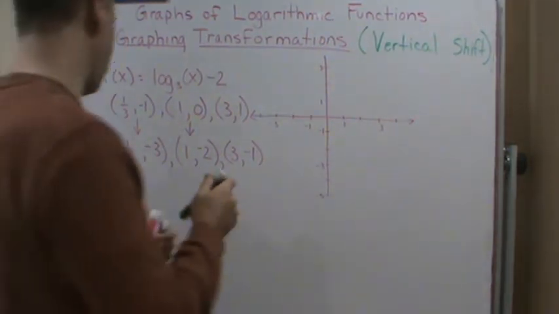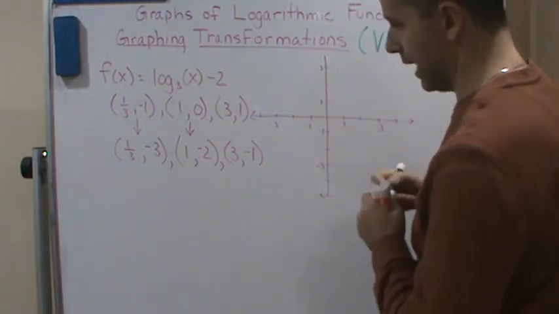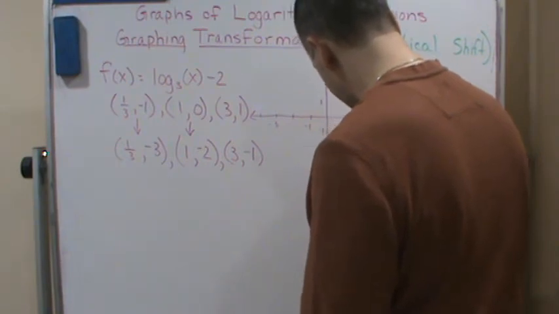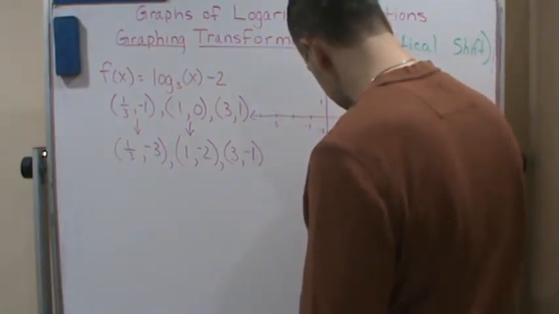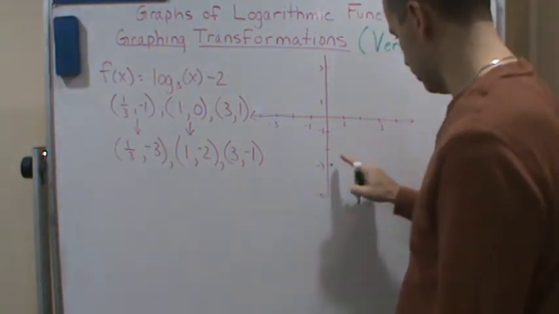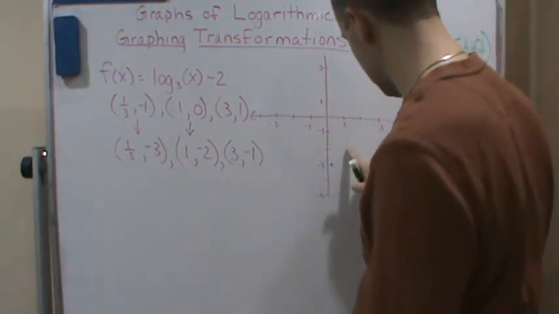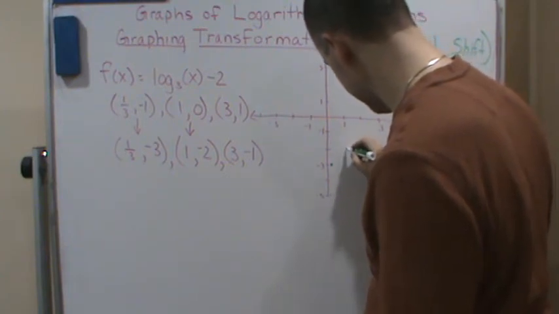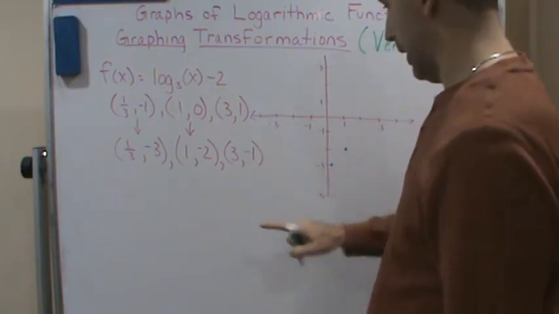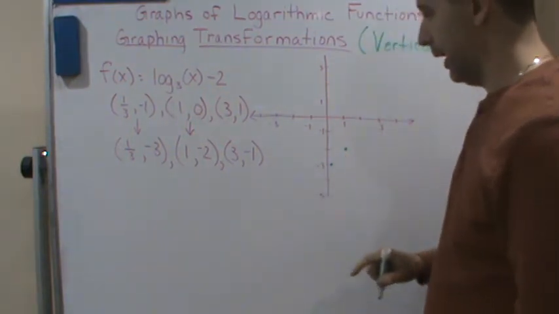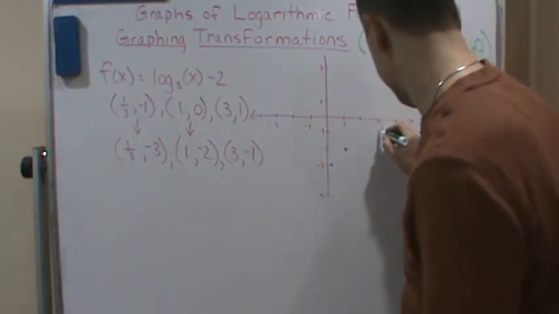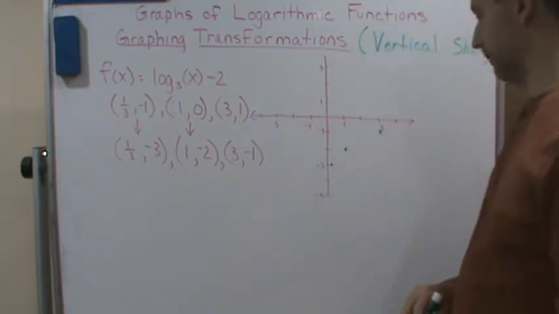So now I'm going to plot those 3 points. So 1/3 comma negative 3, that's going to be right about here. Okay. And then 1 comma negative 2, so that's going to be right here. And then 3 comma negative 1, which is right about there.